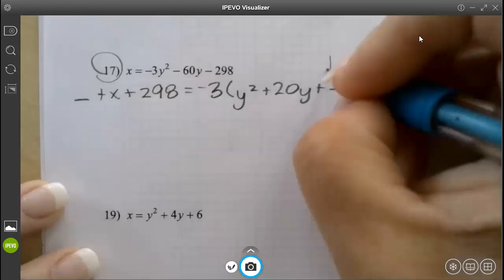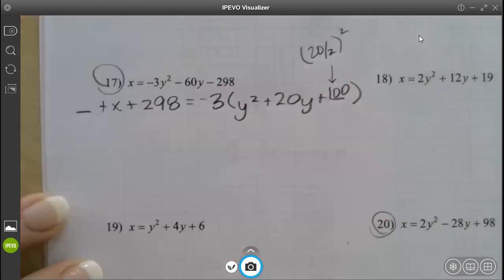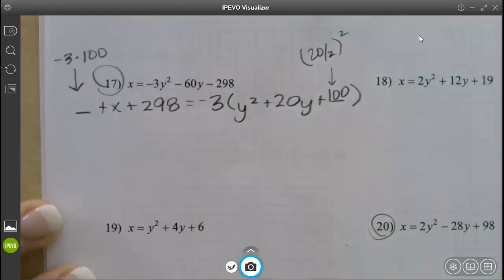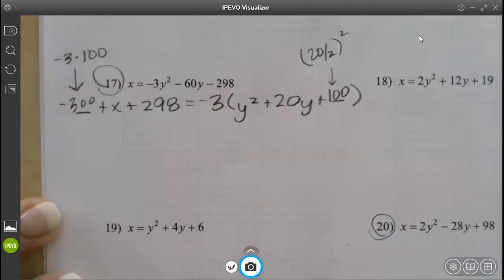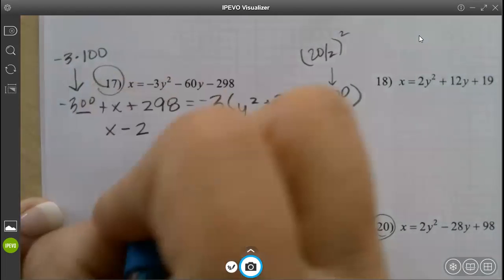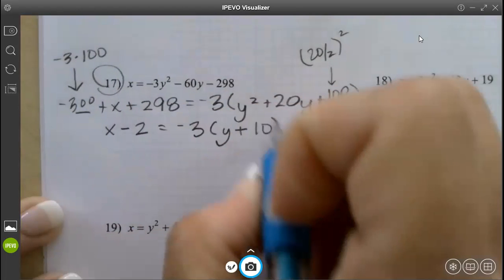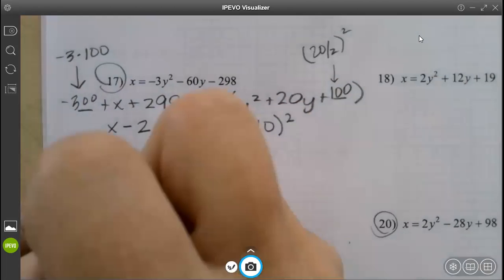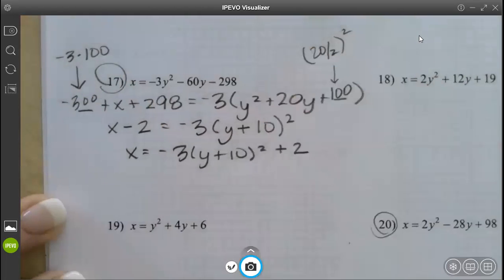And this one, 20 divided by 2 is 10. Squared is 100. In this blank, what you took out times what you put in. So negative 3 times 100 is negative 300. Negative 300 plus 298 is negative 2. Rewrite the other side, negative 3 on the outside, a y, a plus, and the square root of 100 is 10. Make sure you put your little square. Add your 2 to the other side. Negative 3 (y plus 10) squared plus 2.